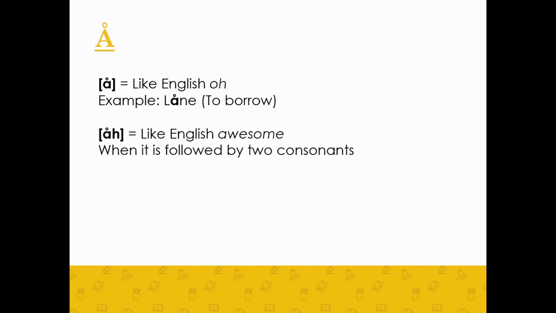Finally, we have the vowel Å. Å, like English "oh". An example with Å could be låne, to borrow. Å can also be pronounced "aw", like the English "awesome", when it's followed by two consonants. Example, hånd. Hånd is hand.